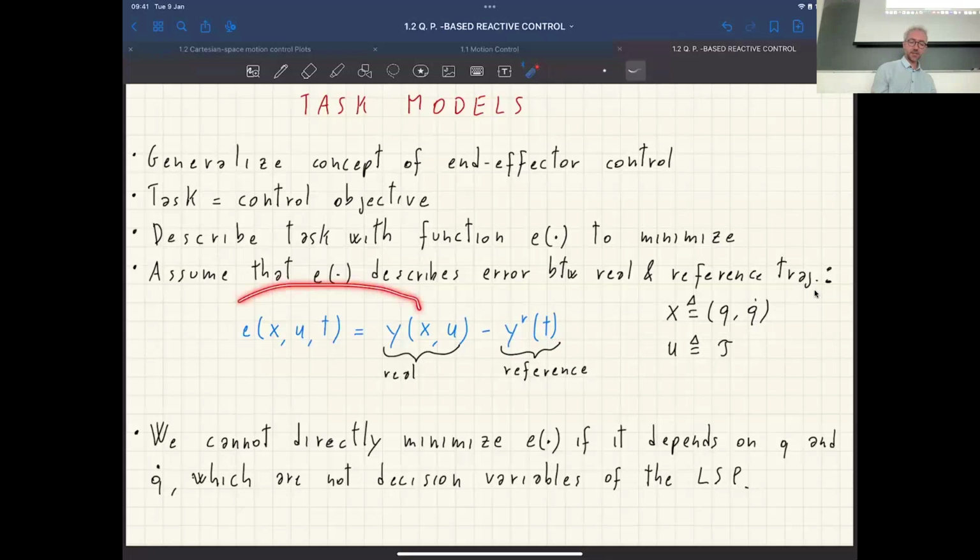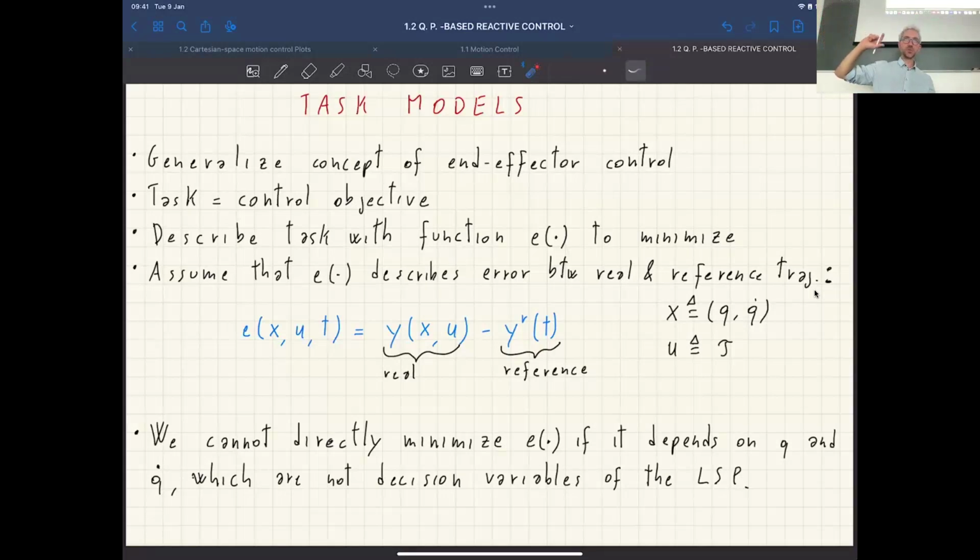So you can notice that this function E does not depend directly on my decision variables of the optimization problem that we saw, which are tau and q double dot, but it depends also on the state of the robot X, which contains q and q dot. So I cannot directly take that function E and use it as a function to minimize in my optimization problem because it doesn't depend on quantities that I can decide.